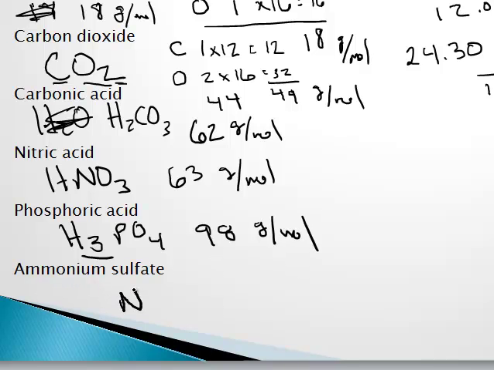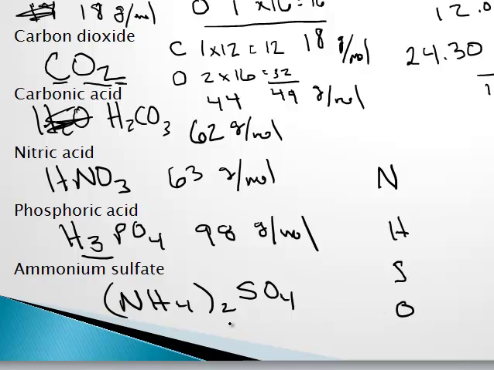Ammonium sulfate, NH4 twice, SO4. Now this one, the elements that we have present here are nitrogen, hydrogen, sulfur, and oxygen. But look, we've got parentheses around the polyatomic ion with a subscript of 2.